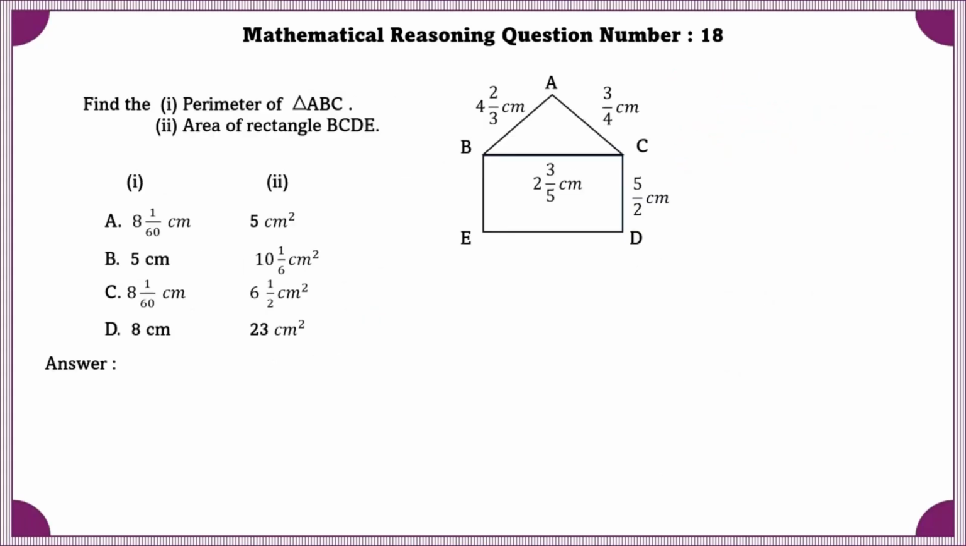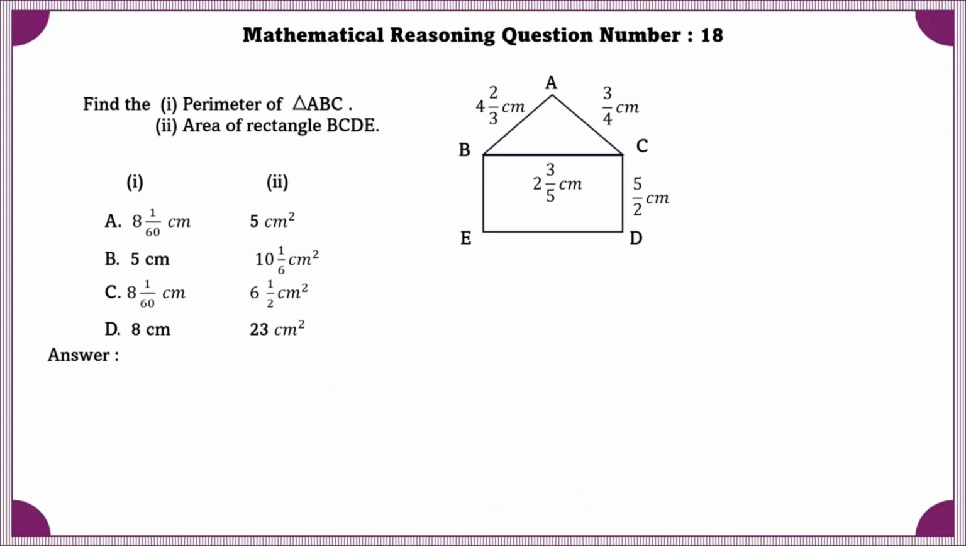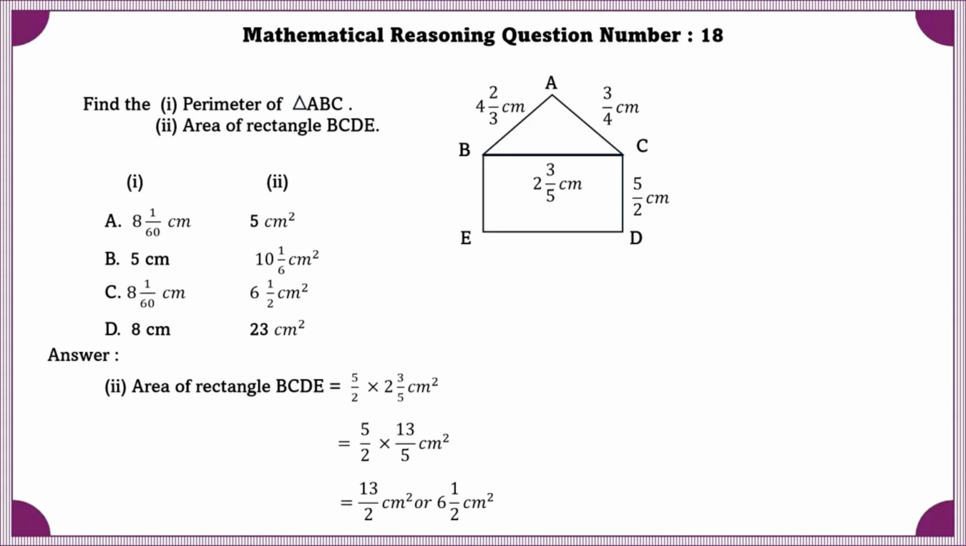Mathematical reasoning question number 18. Find the perimeter of triangle ABC and the area of rectangle BCDE. First, perimeter is the sum of all the sides. So we will get 8 1 by 60 centimeter. Then area is length into breadth. So we will get 6 1 by 2 centimeter square.